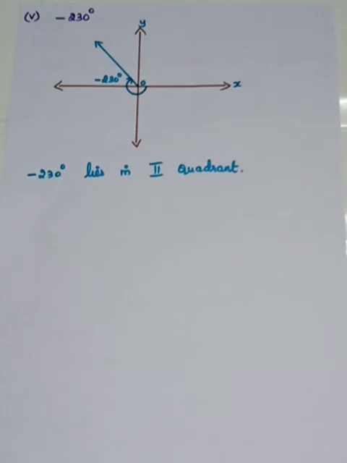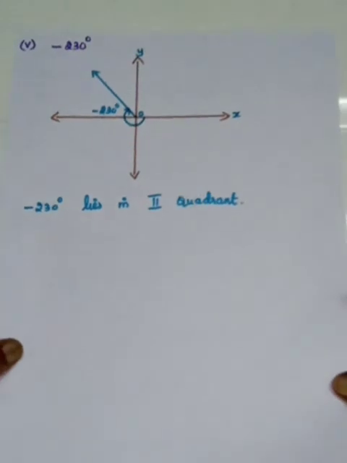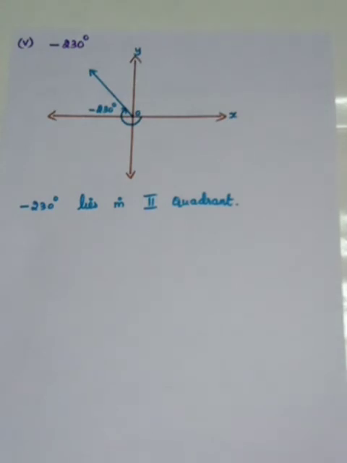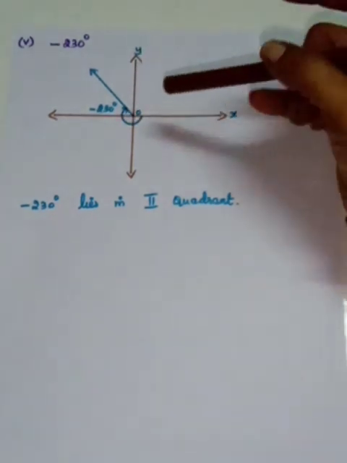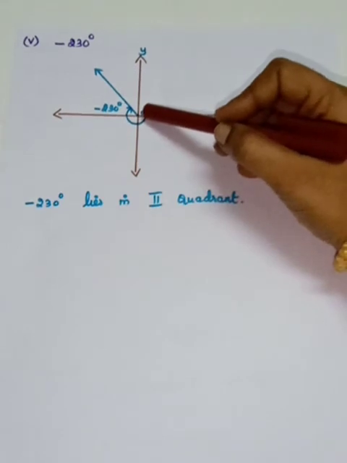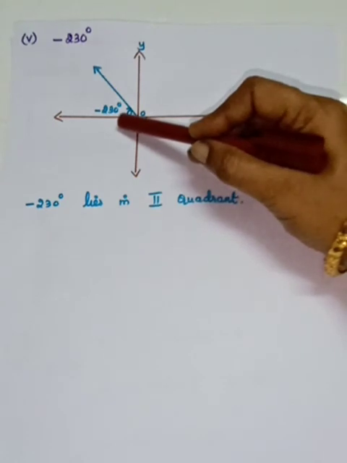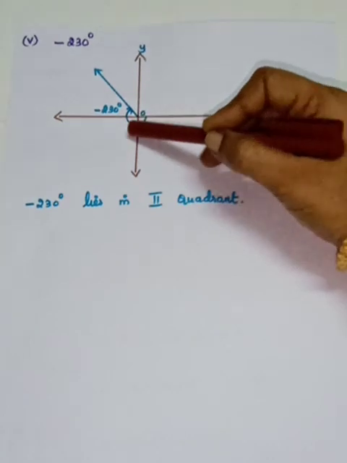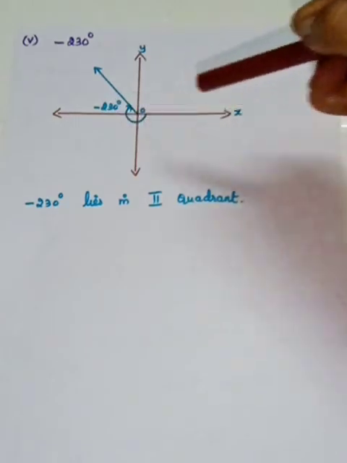Okay, and next one, what is it? Minus 230 degrees. Look at this, the angle is negative. So in what direction do we have to rotate? Clockwise direction, from the initial side, that is the initial ray. So we have to move clockwise. 90 degrees over, next 180 degrees over. Then the remaining degrees will come in this quadrant. So this is your minus 230 degrees. In which quadrant does minus 230 degrees lie?